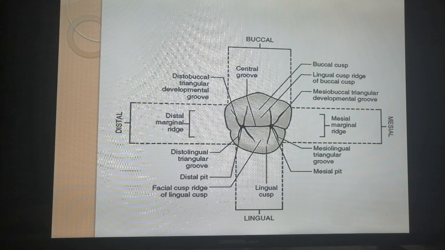Here is an illustrative picture: the central groove, distobuccal triangular developmental groove, buccal cusp, lingual cusp ridge of buccal cusp, mesiobuccal triangular developmental groove, mesial marginal ridge, distal marginal ridge, developmental distolingual triangular groove, distal pit, facial cusp ridge of lingual cusp, mesiolingual triangular groove and the mesial pit.